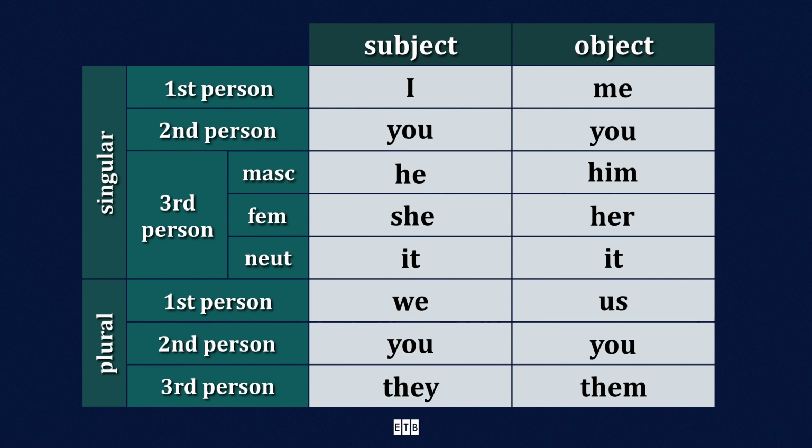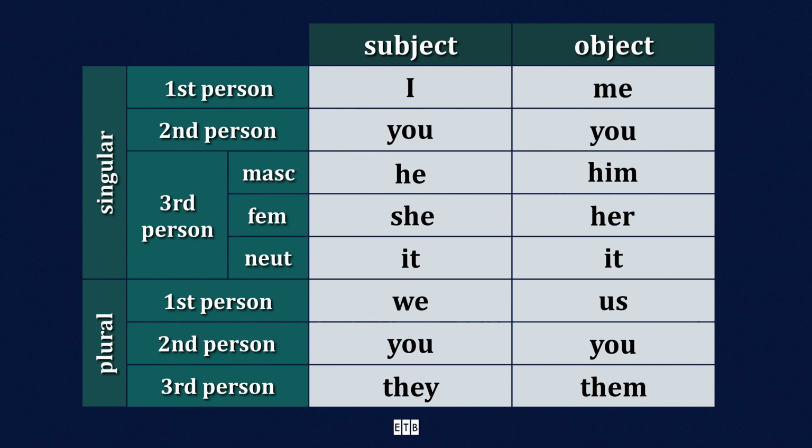The object pronouns are used as the object of a sentence. Tom helped me. I saw her yesterday. We called them. Here, me, her, and them are the objects of the sentences.